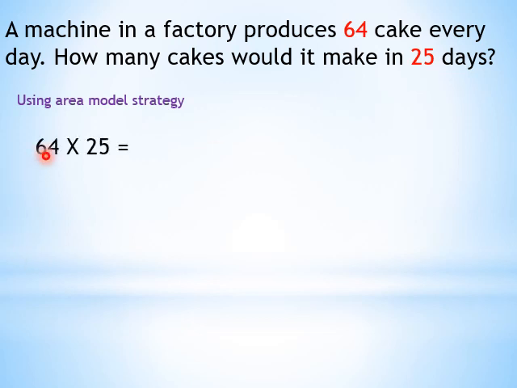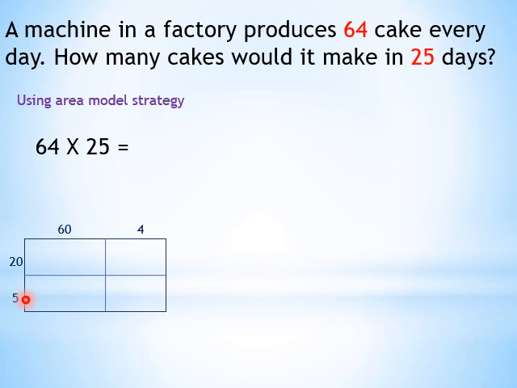So 64 by 25 using the area model strategy. You know that in the area model I will put one factor on one side of my rectangle and the other factor on the other side, and I try to get the area of this rectangle. So 64 will be here on this side and it will be split into 60 and 4. 25 will be on the other side and it will be split into 20 and 5. Now let's get the area of each small rectangle. What is the area of a rectangle? Length by width, side by side.